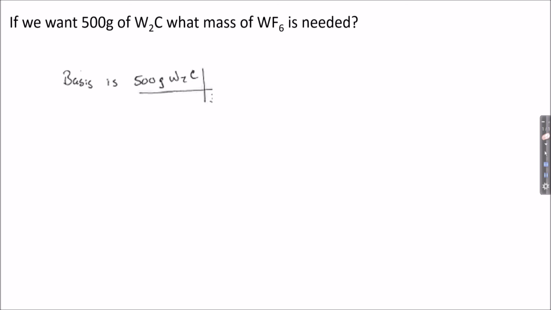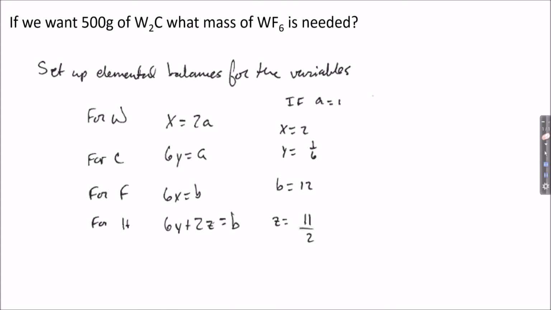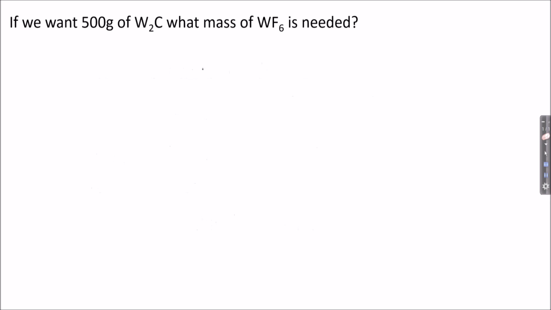So our basis is 500 grams. We know the molecular weight of tungsten carbide, 379.69 grams, which we can find off of our handy-dandy periodic table. We now know that we have 1.32 gram moles of tungsten carbide. We assign that variable A. So let's go back: here, x equals 2A for tungsten.